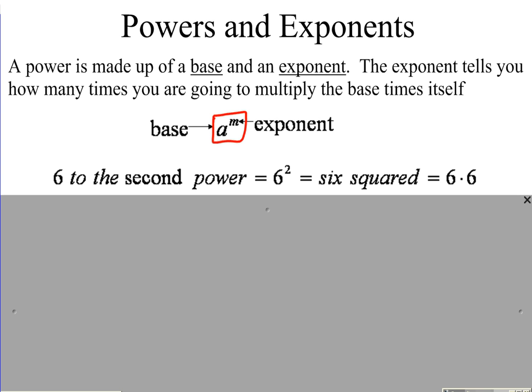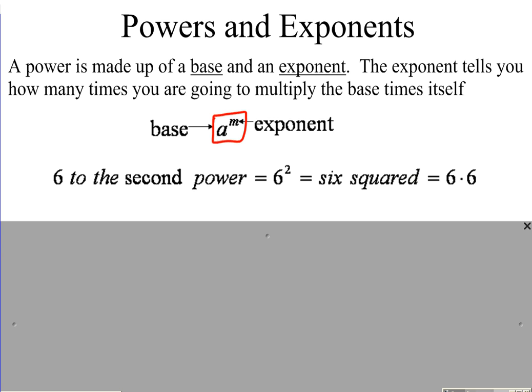6 to the second power can be written like this. It could also be said to be 6 squared, which means that we are taking 6 times 6. We have shortcut ways of naming certain powers, which we're going to talk about here. Other ones we would just read as the initial one, 6 to the second power. Usually you would hear that as 6 squared.